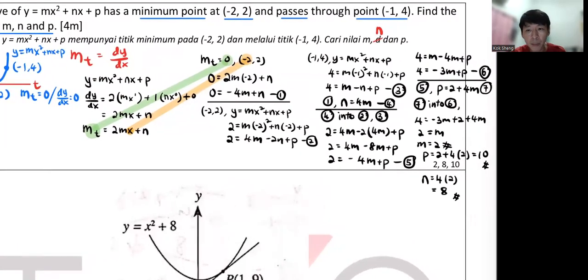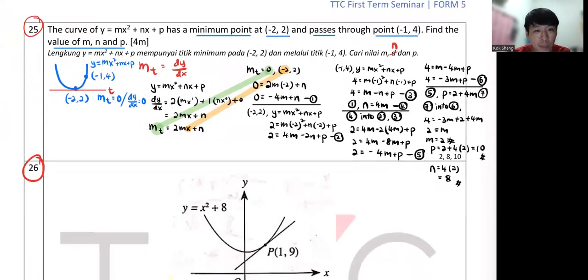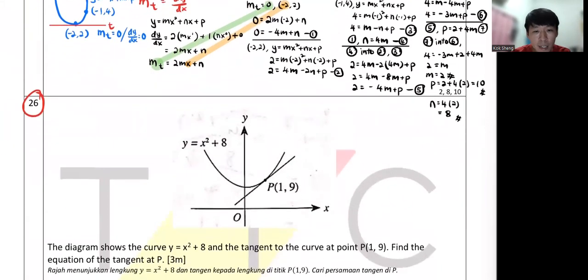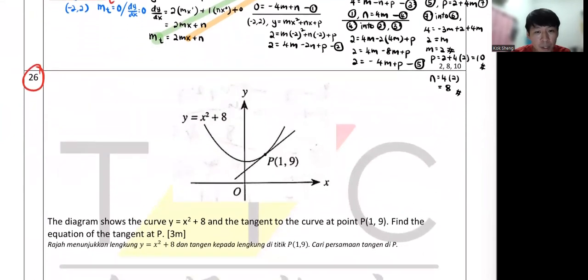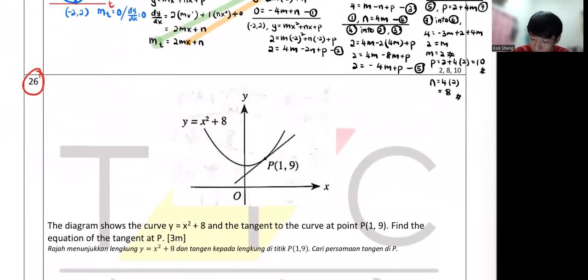Is the working okay or make it bigger a bit? Okay, good. Let's go for 26. We still at the same subtopic here, about the tangent and normal. Yeah, today we do a lot for this part. 26, we have the picture here, so no need to draw ourselves. Look at the picture only.